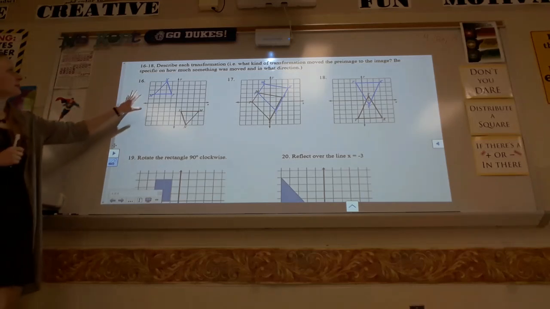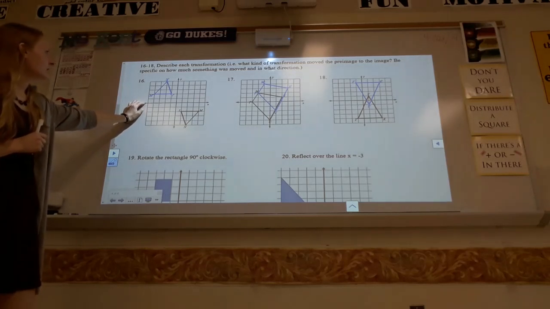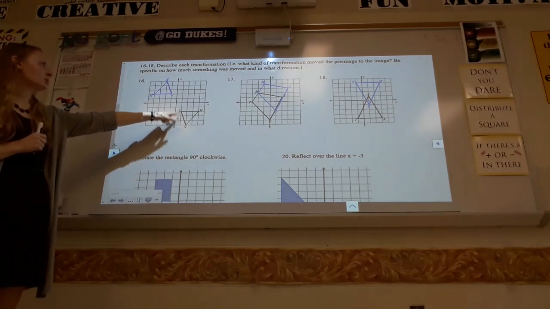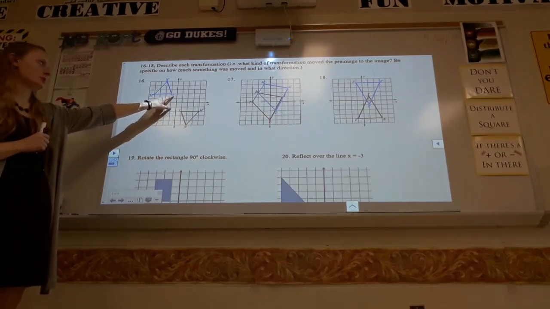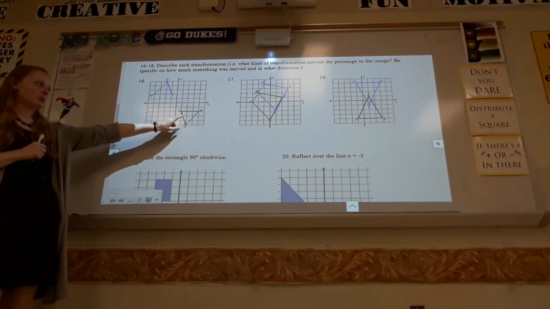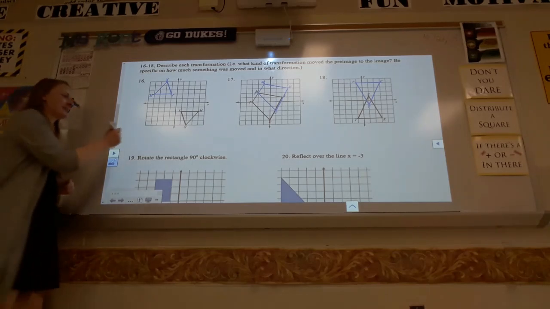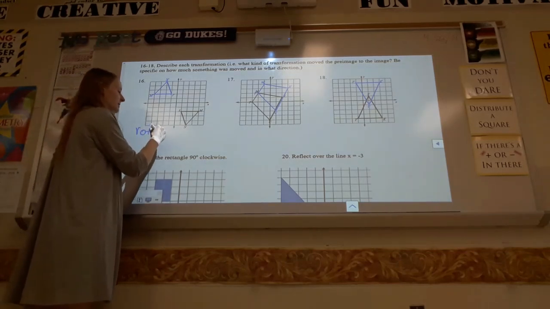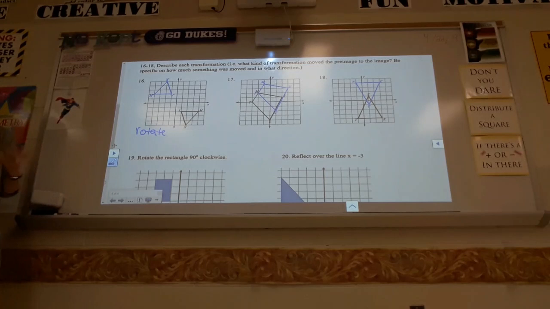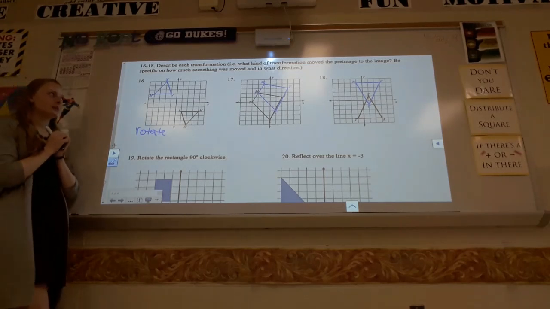So first of all, let's see. The black one on the screen was the pre-image and the blue is the image, because you can see the little primes here. So what happened to go from here to here? Spun is not our word. No, I want the transformation, the official vocabulary. Rotate, okay. It rotated. Don't just say rotate, you have to tell me how. What direction, how much. Give me the details. 180 degrees.